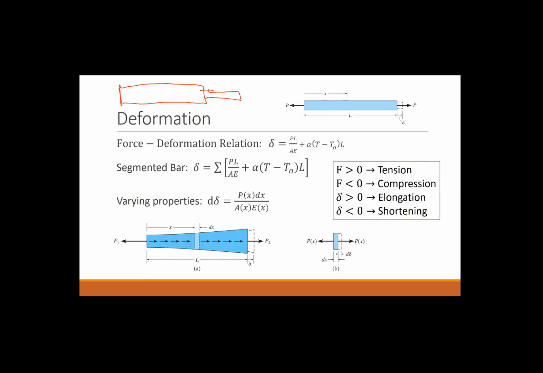And so what that means is you need to treat each segment as its own, say, element, and then add them together. So for segmented bars, you do the force deformation equation for each segment and figure out the elongation of that segment. And then it's the sum of those elongations that gives you the total elongation.